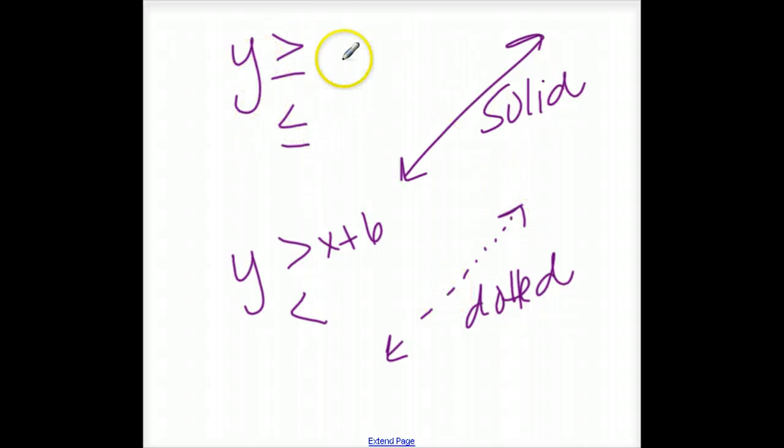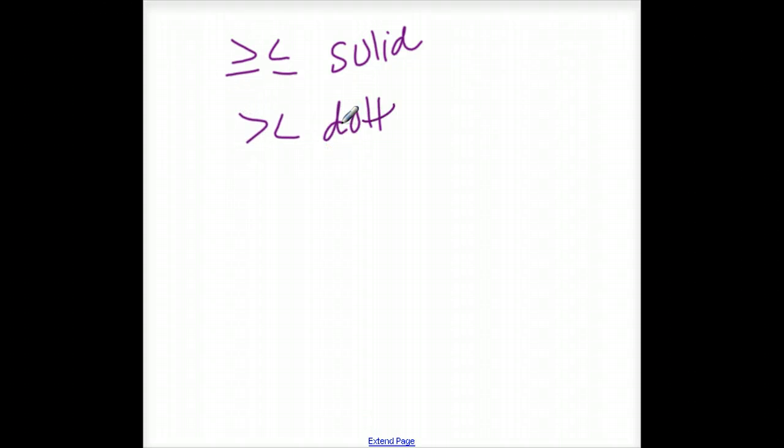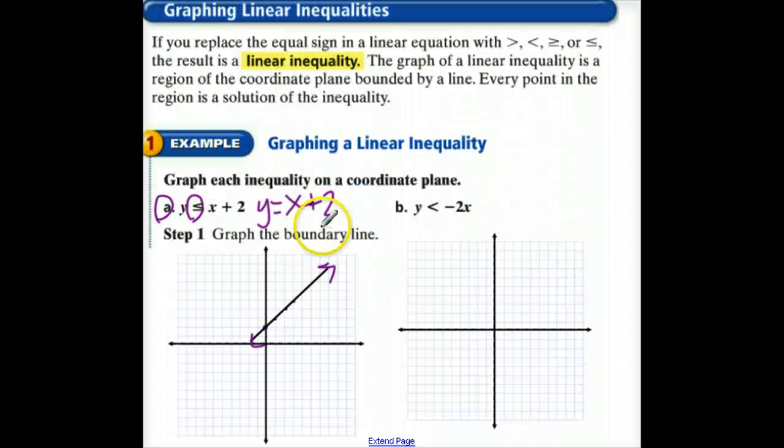In this, with an equal to symbol, if we had y is greater than or equal to x plus 6, the ordered pairs on this line could be solutions because of the equal to. So just remember, these symbols, solid line. These symbols, dotted line. Make sure you get that down in your notes. All right, so going back to our graph. Because this was a greater than or equal to symbol, I made a solid line.